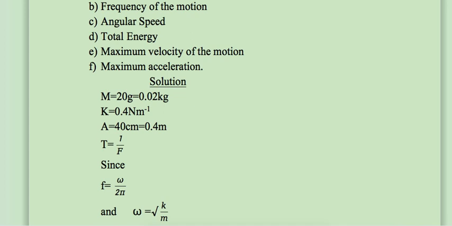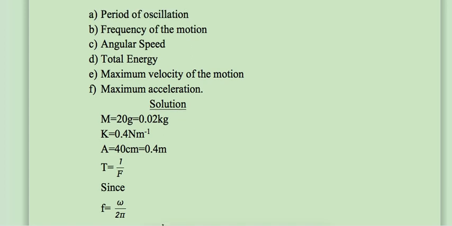The first question says we should find the frequency. And what is the frequency from the note given to us? We said that period T is simply equal to 1 over F. But from the question given to us, we are not given T. What do we need to do before we obtain our T? We are given M, we are given K, and we are given A.